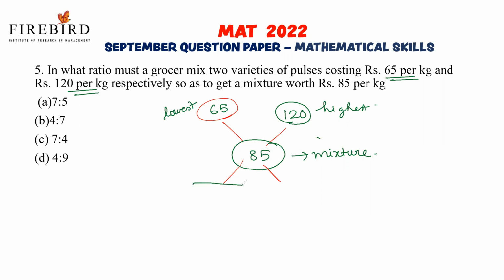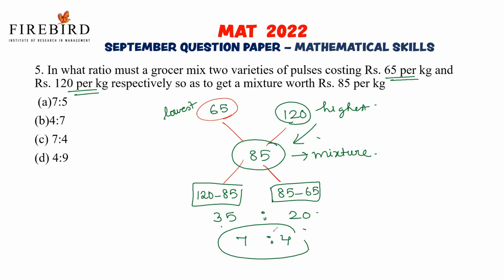Okay, and the values here you should get by subtracting, that is 120 minus 85 and here it is 85 minus 65. So what is 120 minus 85? It is nothing but 35 and 20. So you can cancel both in terms of 5 table, you'll get 7 is to 4 as the answer. So the grocer mixes in the ratio 7 is to 4 to get the mixture worth 85 rupees per kg. Okay, so it is a question based on allegation. Right, now we'll move to the next question.